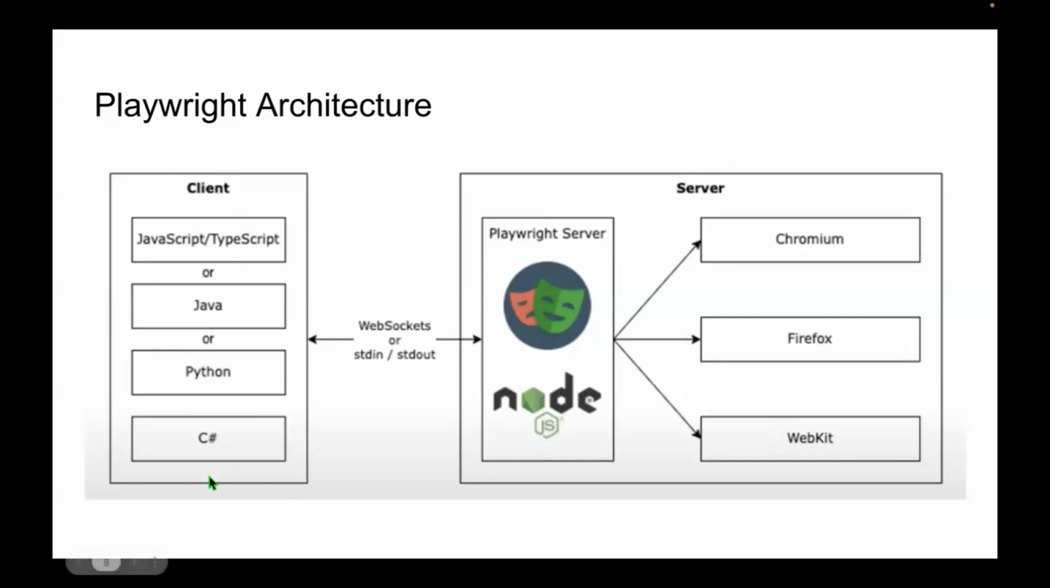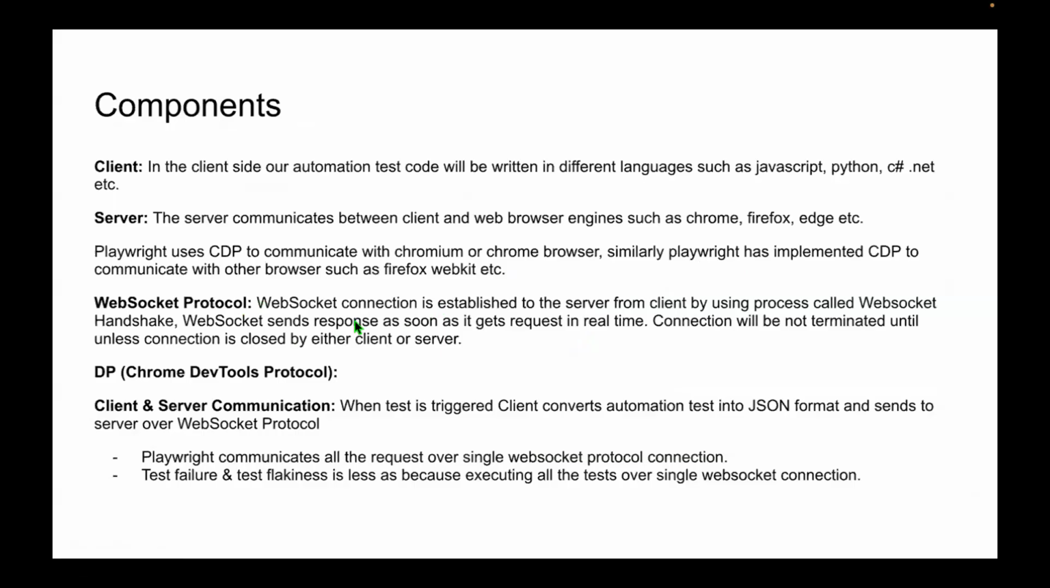Based on our language, this language will communicate with the Playwright server, and this Node.js in turn will communicate with Chromium, Firefox, and WebKit, where we are running our test. So this is the basic client-server architecture of Playwright, how the communication happens. Here is a little bit in detail about the different clients and protocols being used. There are two major protocols, guys: the WebSocket protocol and the Chrome DevTools Protocol.